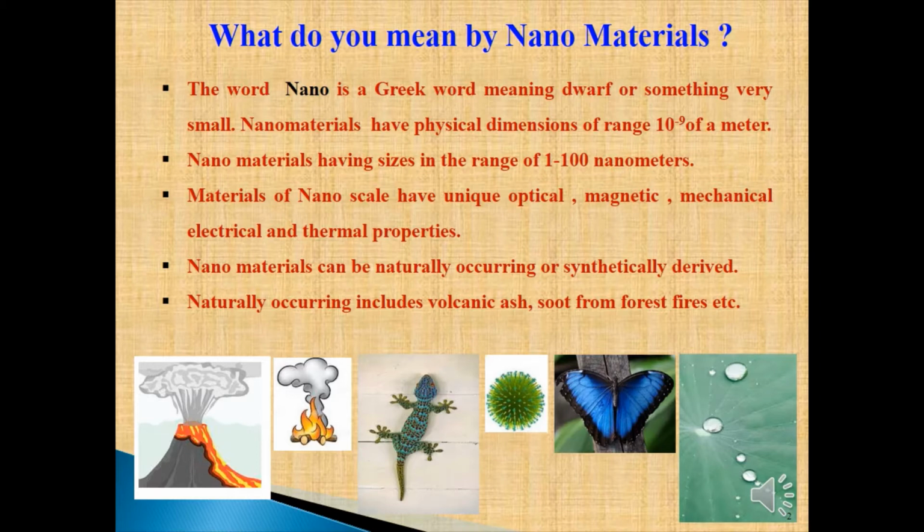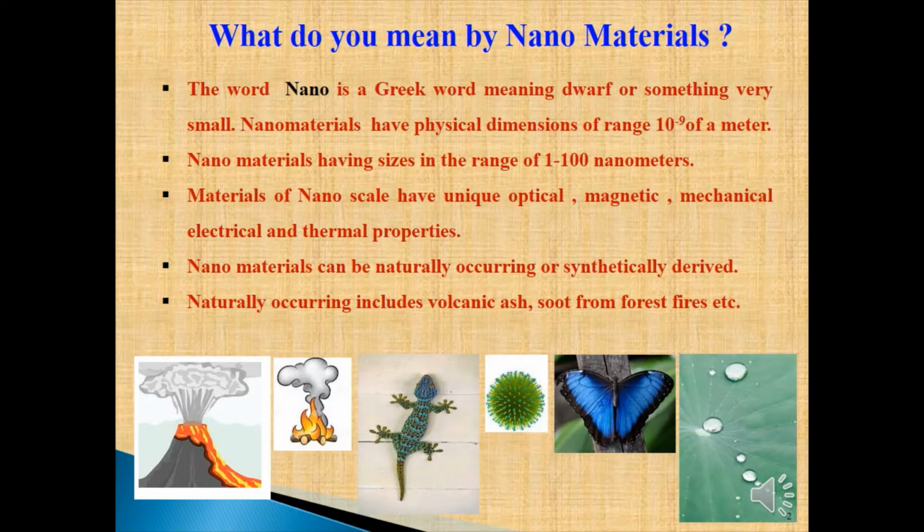Materials of nanoscale have unique optical, magnetic, mechanical, electric and thermal properties. Nanomaterials can be naturally occurring or synthetically derived. Some examples of naturally occurring nanomaterials are shown in the below diagram: volcanic ash, soot from forest fire, the lizard legs. The lizard feet are covered with nano-size hairs that use intermolecular forces to stick firmly to the surface.